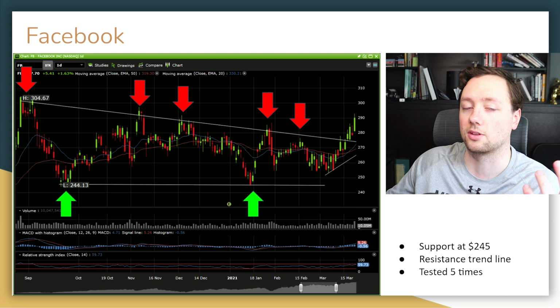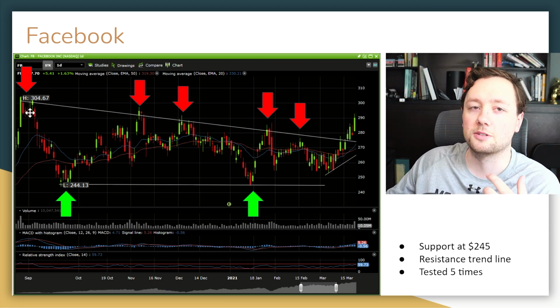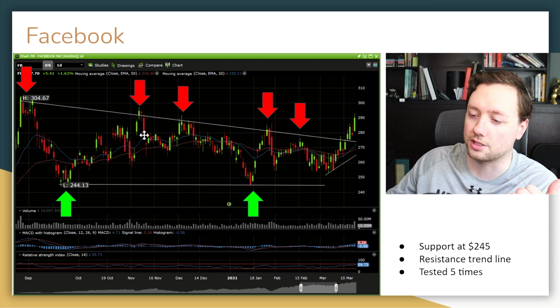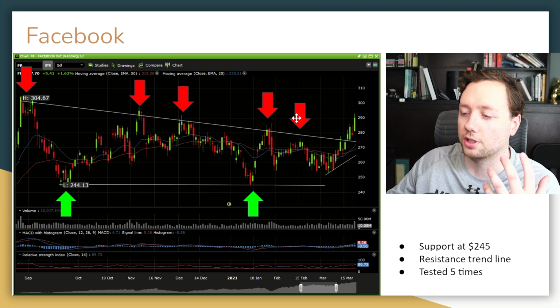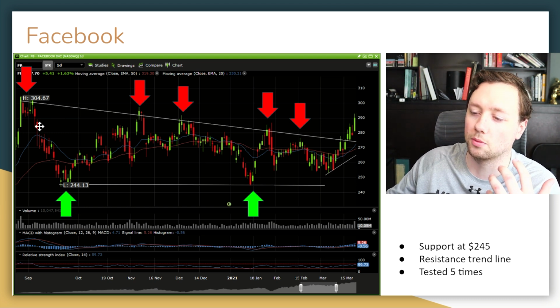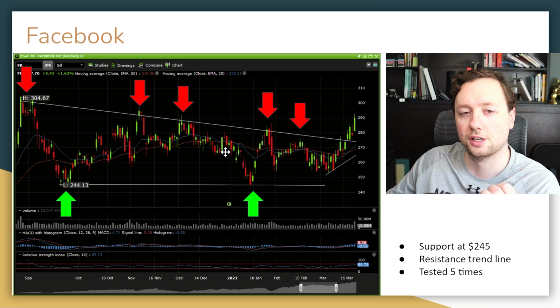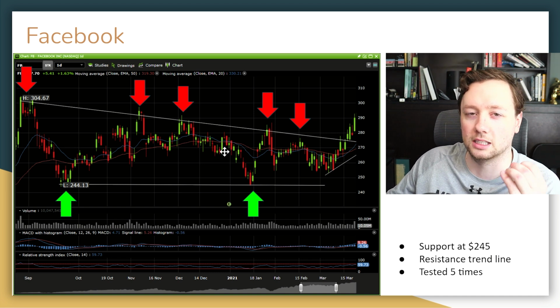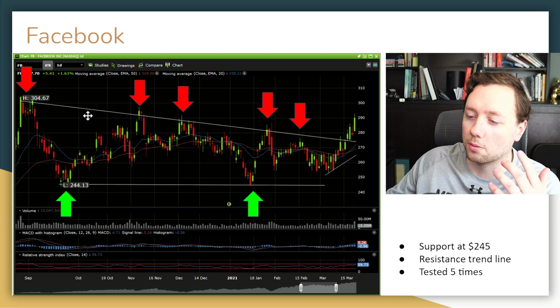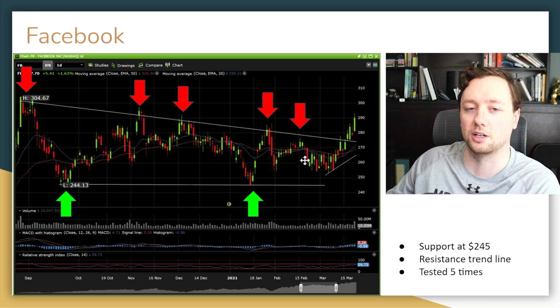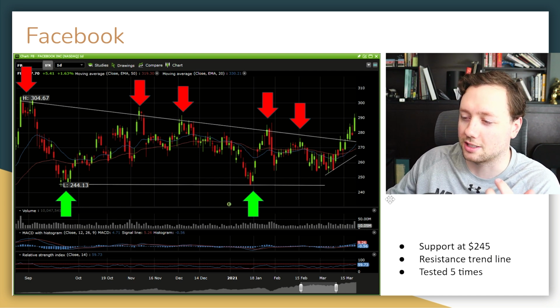But what's really nice about this, and why I like Facebook so much, is because, as you can see, we have 5 different points of rejection here. And the more buildup that you have in a channel like this, and the more buildup that you have before the breakout, it usually means that you're going to see a larger breakout. So the more buildup you have here, the better the breakout's going to be. Try to keep that in mind here, because this is what we're looking for.